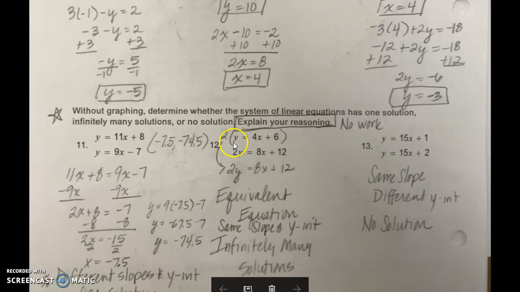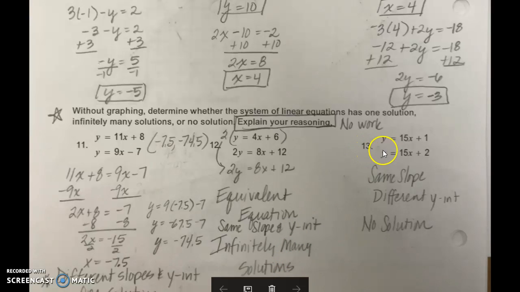In problem number 12, I multiplied the first equation by 2, which gave me equivalent equations. You could also divide the second equation by 2, putting that into slope-intercept form, which probably would have been easier. And then you could see that the second equation would also give you y equals 4x plus 6. When two equations have the same slope and the same y-intercept, that's always going to give you infinitely many solutions.